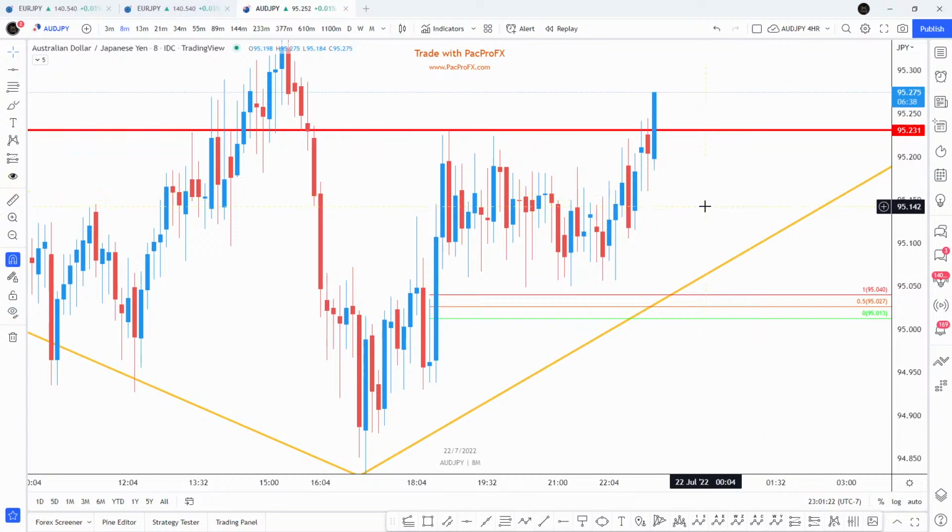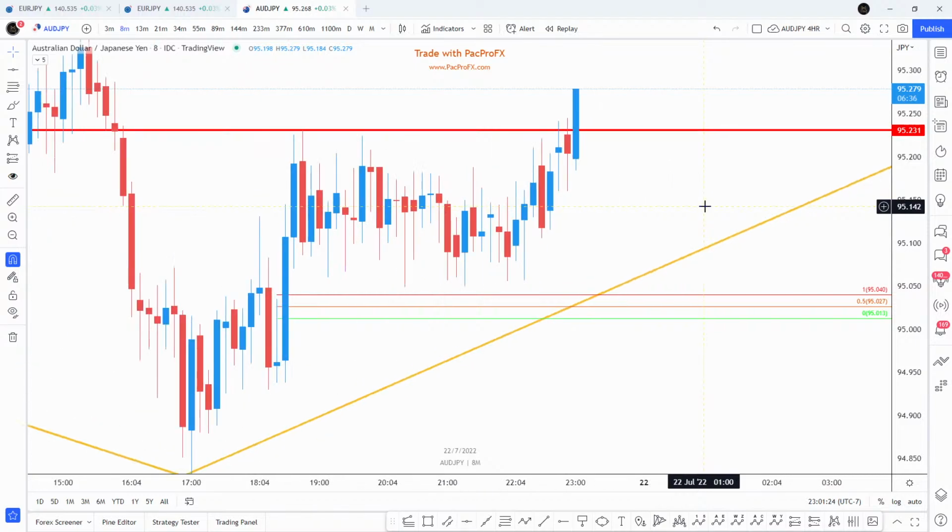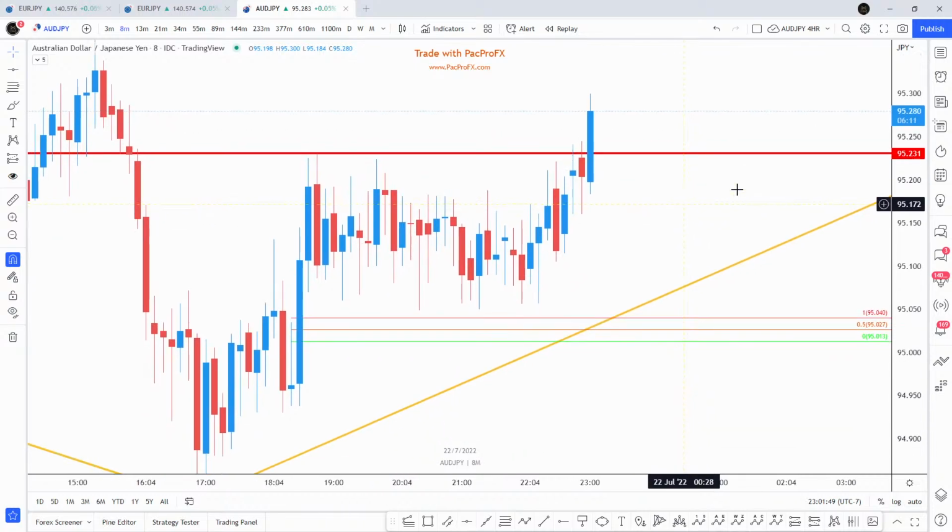Looks promising. I mean, that long of a body. Although we've had long wicks here, but we'll see. And more than likely, if it's that long, it will come back and retest this area before it moves higher. Not all the time.